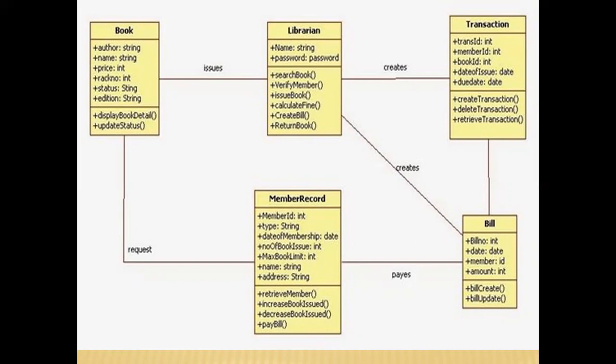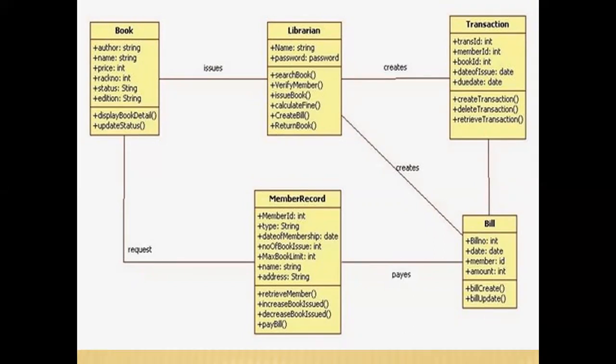Suppose the librarian has a relation with the transaction, the librarian has a relation with the bill, and so does the member record. Member record means the students or faculty. That is, the student or faculty has a relation with the bill. Bill means for every transaction you must issue the bill. And the next one, member record has some relation with the book, that is, the book is issued to and returned by the member record. Here member record means student or faculty.